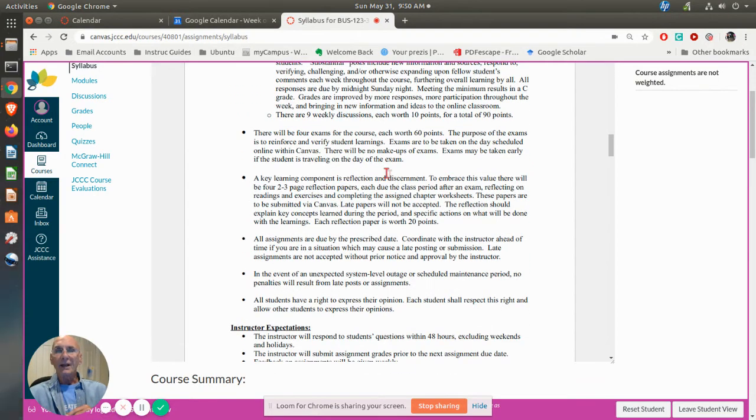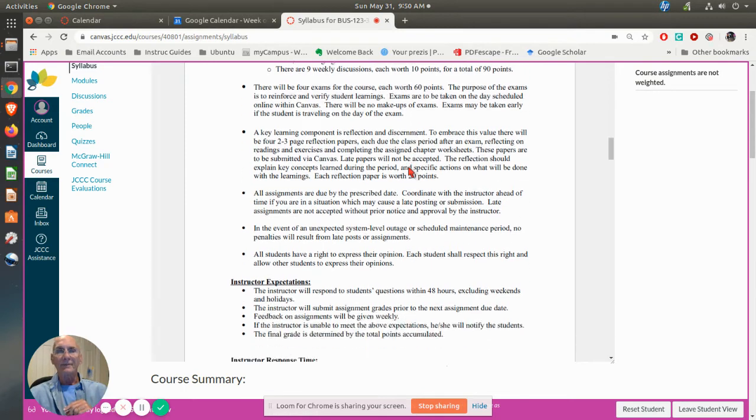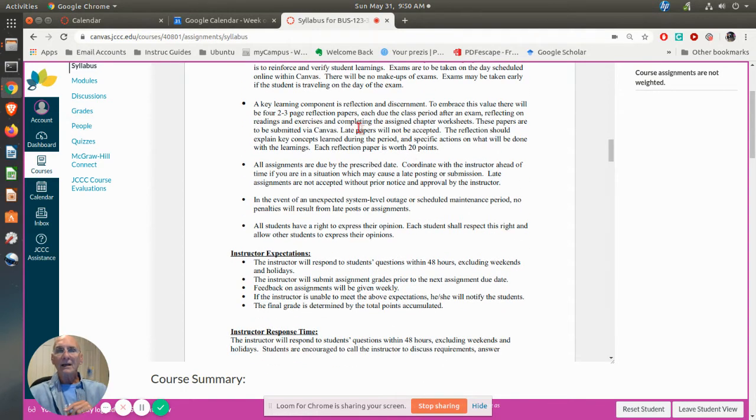There's going to be 4 exams. The exams are online in Canvas. You can see that each is worth 60 points. And for all of my exams, I also include plenty of extra credit. So you might see that when you're taking it, it looks like there's 70 points. It's actually worth 60 with another 10 points of extra credit. Another key requirement that you'll do is what's called a reflection paper.